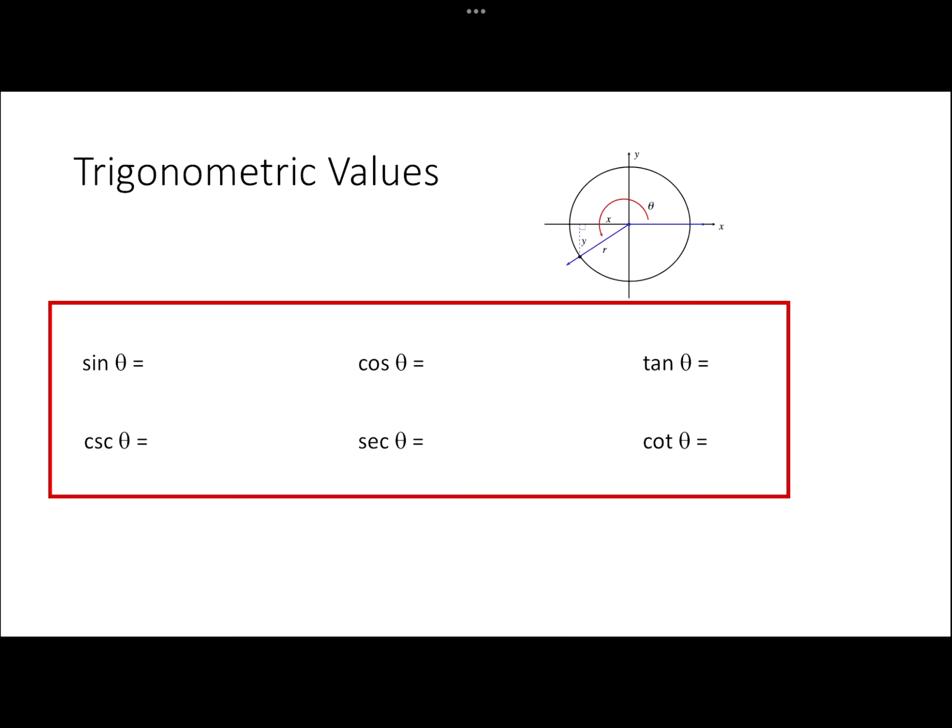So we'll start here. We have our trig values. You're going to have some angle in here. We're going to call it angle theta. And then you're going to have a right triangle, so an x, a y, and then an r. This time we just don't know what our r is. We're going to have to find it.